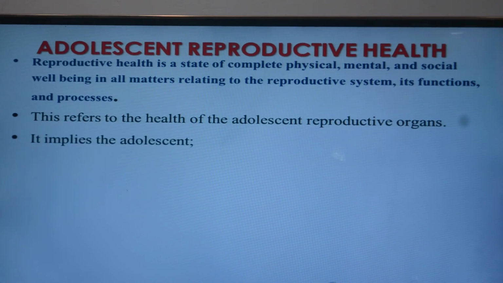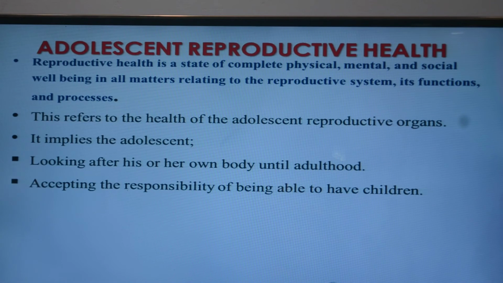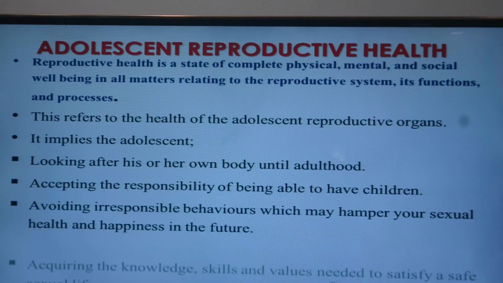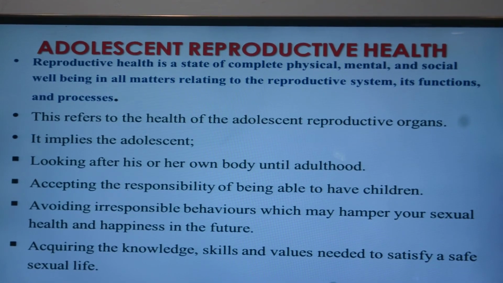Adolescent reproductive health simply refers to the health of the adolescent reproductive organs. The health of your reproductive organs, okay? It implies you looking after your own body until adulthood, accepting the responsibility of being able to have children, avoiding irresponsible behaviors which may hamper your sexual health and happiness in the future, acquiring the knowledge, skills, and values needed to satisfy a safe sexual life, okay?